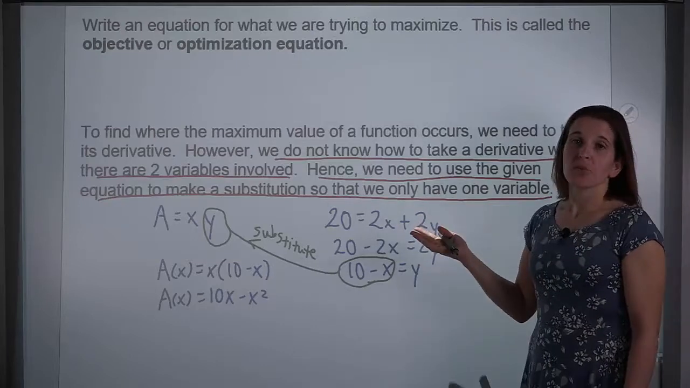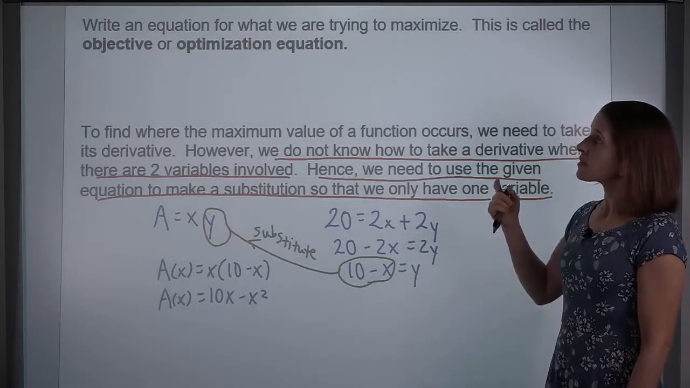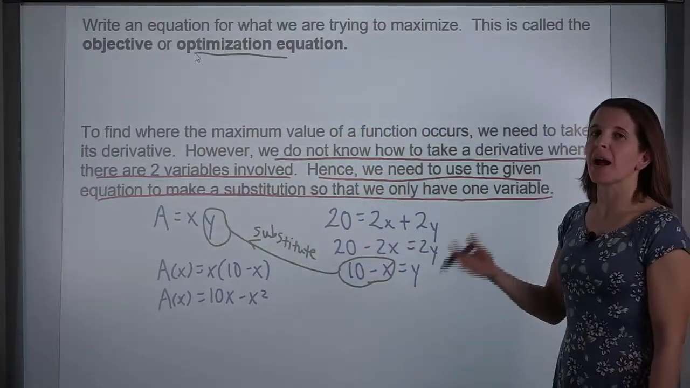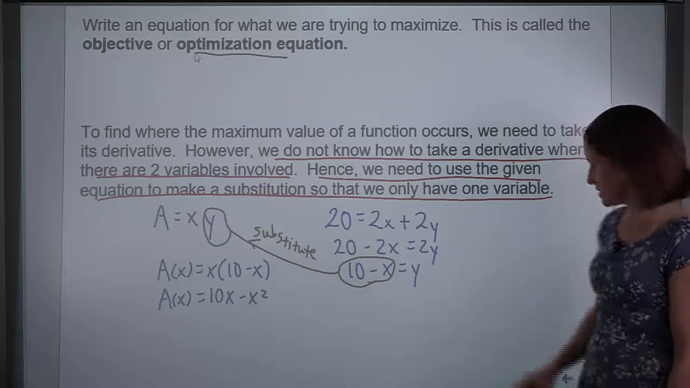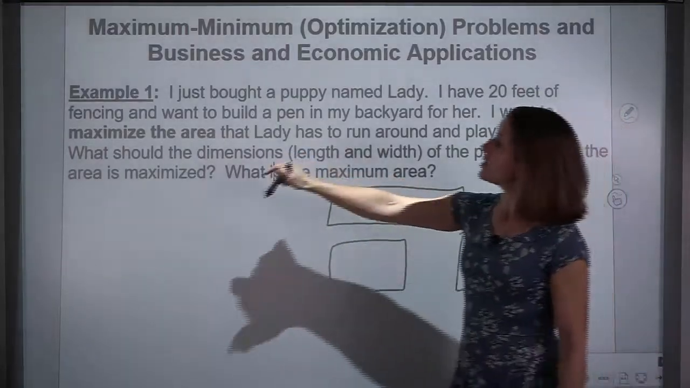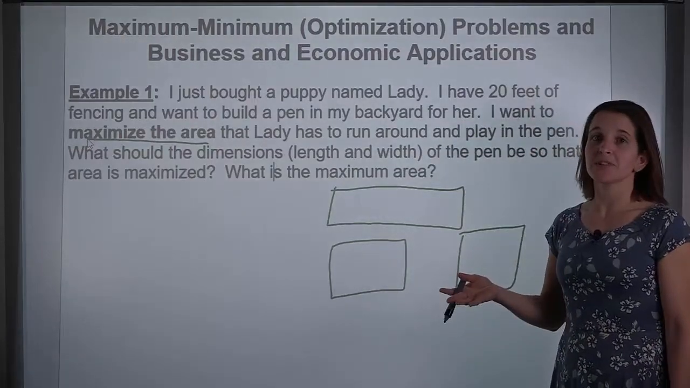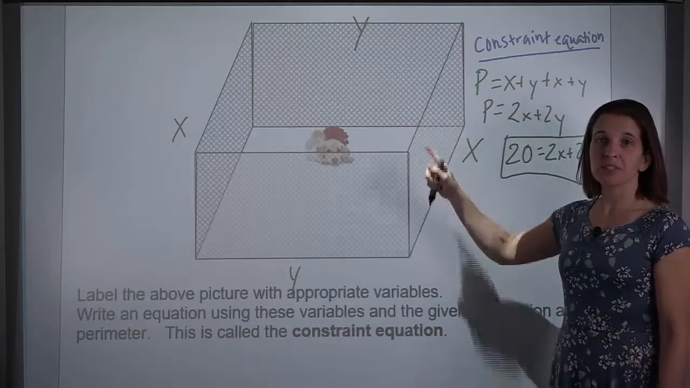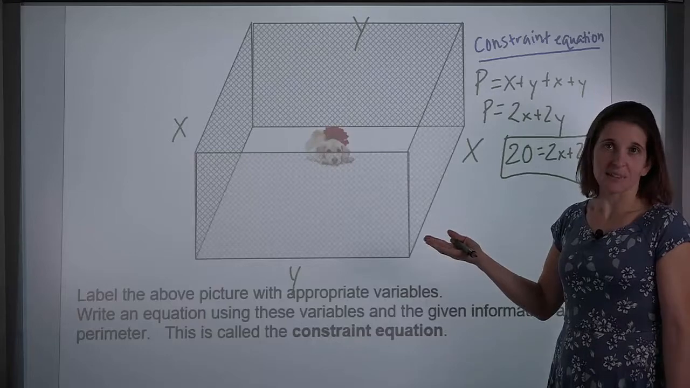So now I need to write an equation for what we're actually trying to find the max or min of. An optimization equation is whatever we're actually maximizing. So we would read the problem and find what we are maximizing or minimizing. If we go back, I want to maximize the area. So my optimization equation should be an equation about area. And here are my dimensions that I've drawn. Area is just length times width, but I've labeled my length and width as x and y.